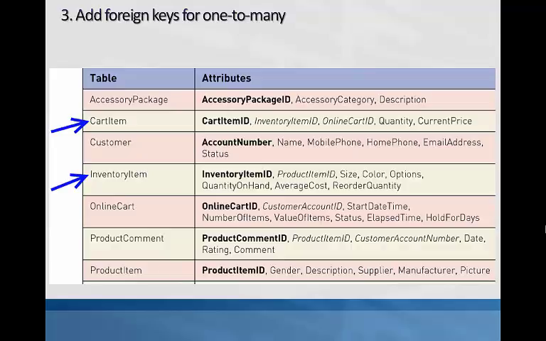Cart item has a primary key of cart item ID in bold, and 2 foreign keys, inventory item ID and online cart ID, both in italics. The foreign keys indicate which inventory item is in the cart and which cart the cart item belongs to.